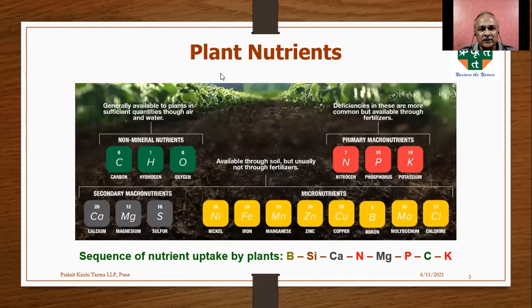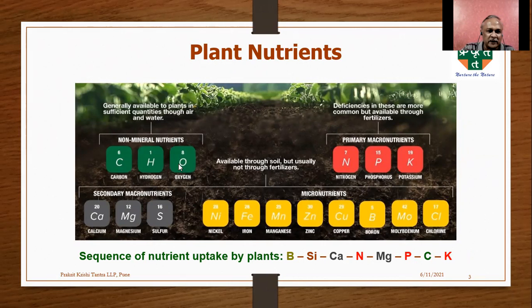So coming to the soil, the different kinds of nutrients, let us first understand about plant nutrients, and then we go further. These are the 16 types of nutrients required by plants, and they have been divided into 4 groups: the green, red, gray, and yellow. What is the meaning of green? The non-mineral nutrients, that is carbon, hydrogen, and oxygen.